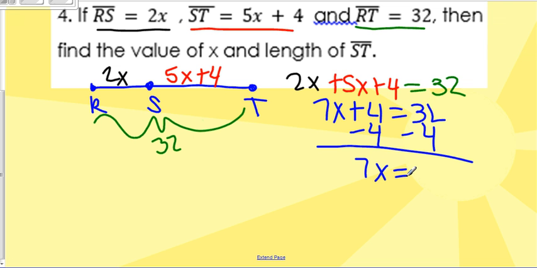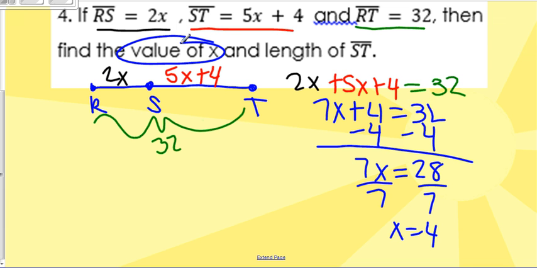7x equals 28, divide by 7. So x equals 4. Now I'm going to come back up here and make sure I'm solving for what I need to. It says find the value of x. So I'm going to circle that so I know I need to do that. I've done that. But it also says to find the length of ST.